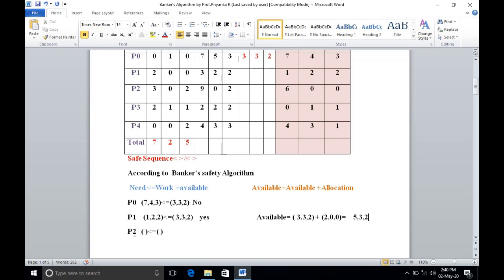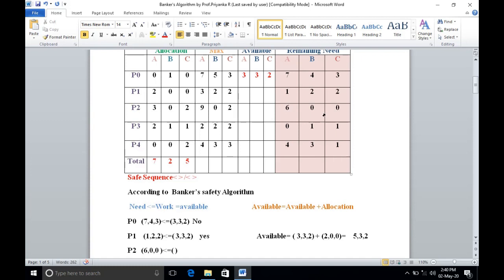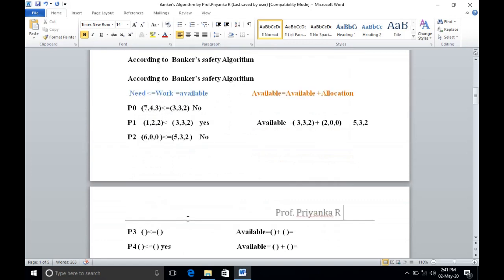The next process we are considering is P2. What is its need? It is 6, 0, 0. You can check from this particular table. P2's remaining need is 6, 0, 0. Is it lesser than or equal to our new calculated available, which is 5, 3 and 2? We are checking the condition with the newly calculated available, which is 5, 3, 2. It cannot be satisfied. So we are writing no here. Moving forward to process P3.